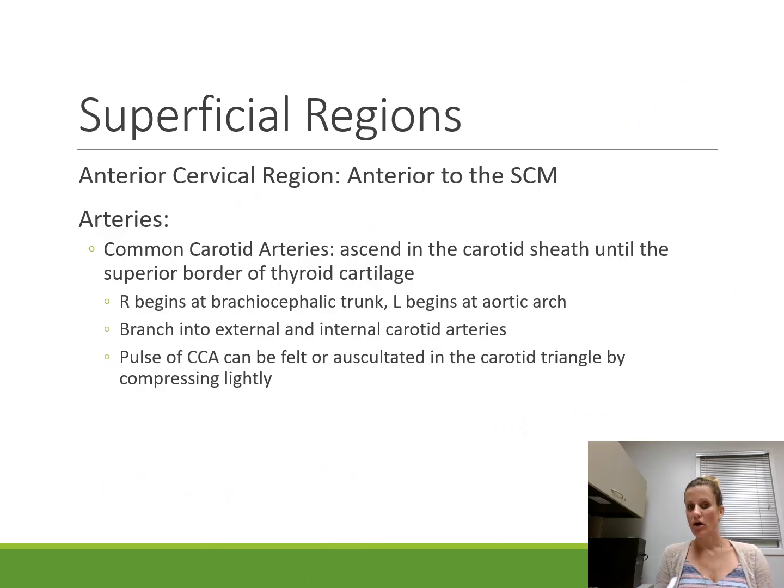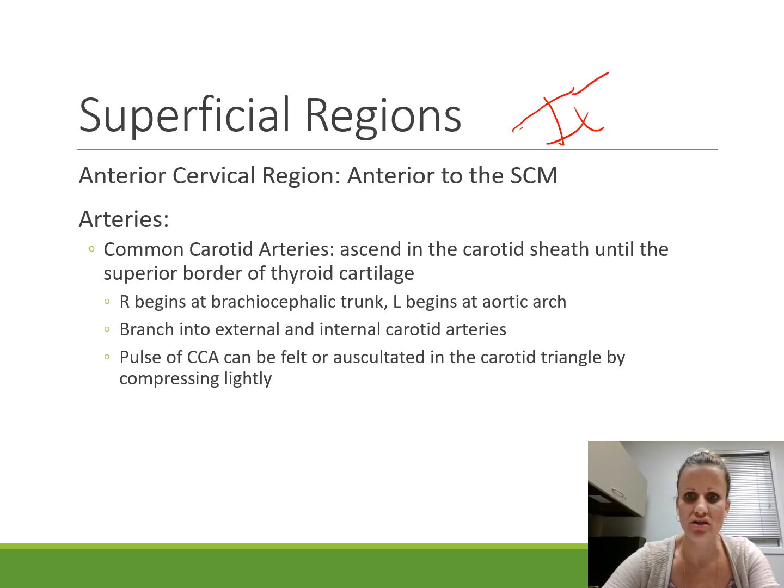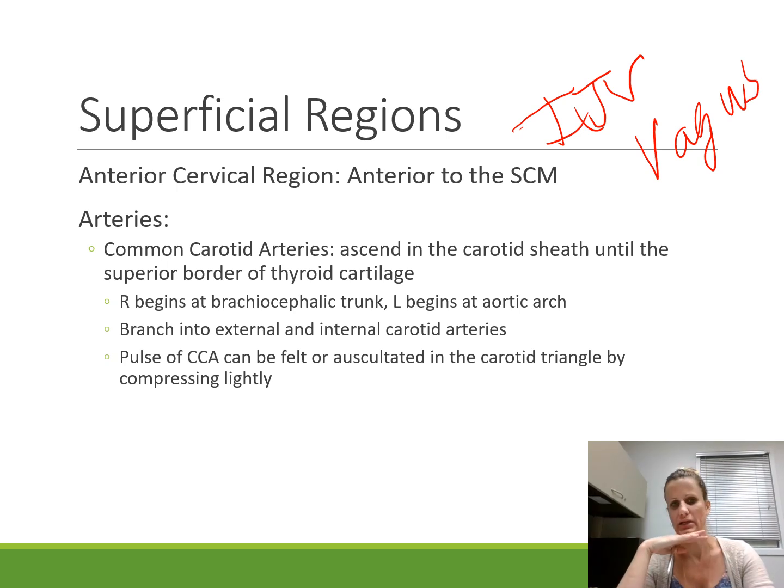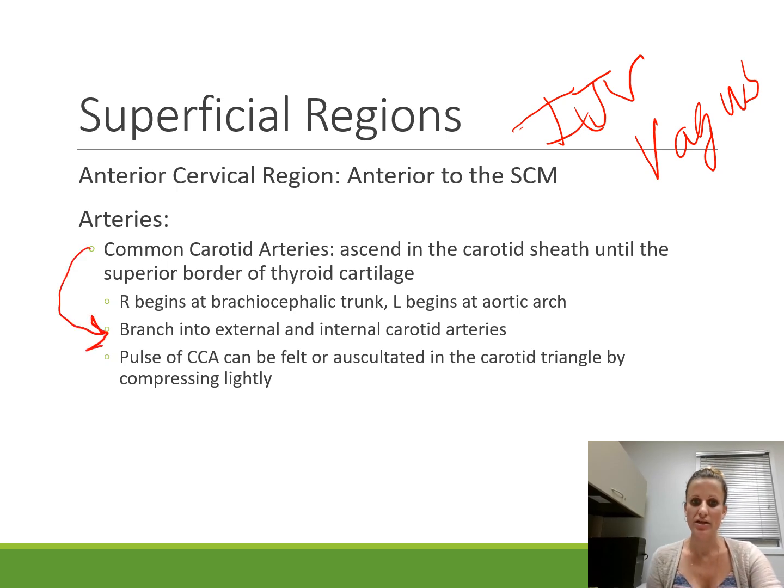The common carotid arteries are present in the anterior cervical region. Remember that the common carotid arteries ascend up the neck in the carotid sheath. We also have the internal jugular vein and the vagus nerve, right? They're also present in the carotid sheaths. The common carotid artery extends up until the superior border of the thyroid cartilage. And then at that point, it's going to branch into the external carotid artery and internal carotid artery.